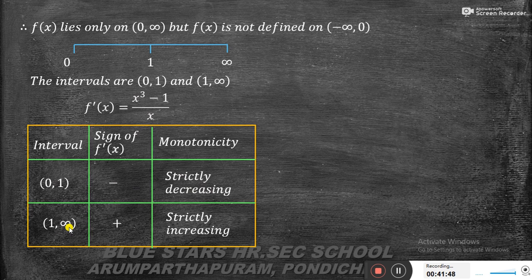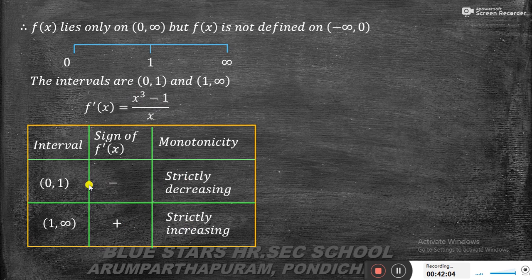Next, for (1, infinity), I take x equal to 2 and substitute here. So x equal to 2 means 2 power 3 minus 1 by 2. 2 power 3 is 8, 8 minus 1 is 7, so 7 by 2. So 7 by 2 is a positive answer. So plus sign, and plus means strictly increasing.